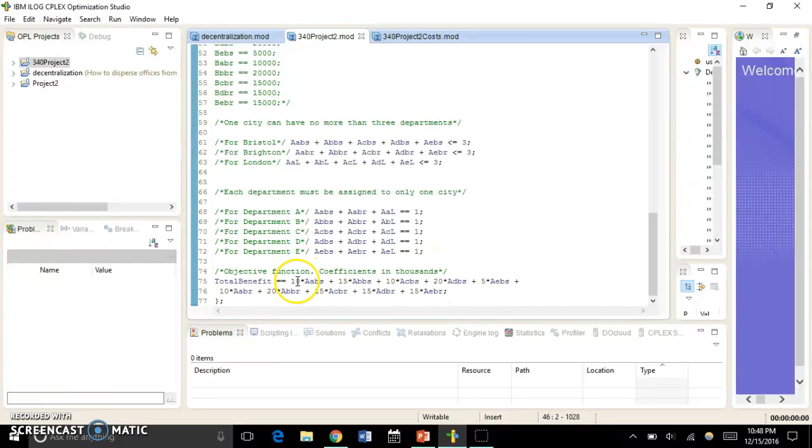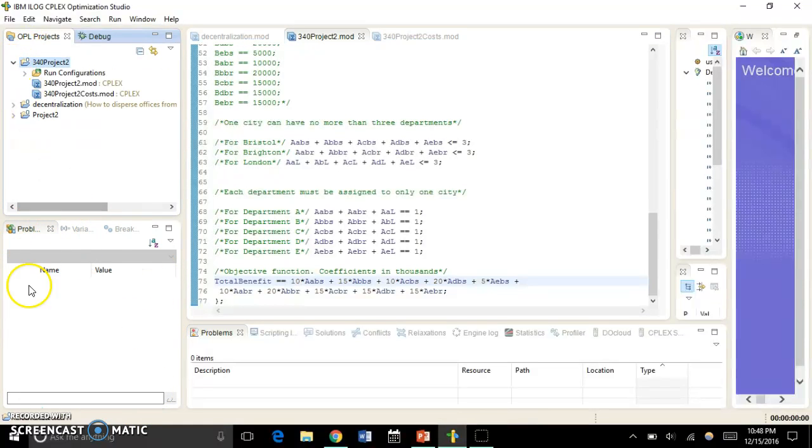So I hard-coded these numbers in here so that when we run this, this area down here is clean and there's not too much to sort through. So let's go ahead and run this and see what we get. It might take a few seconds.